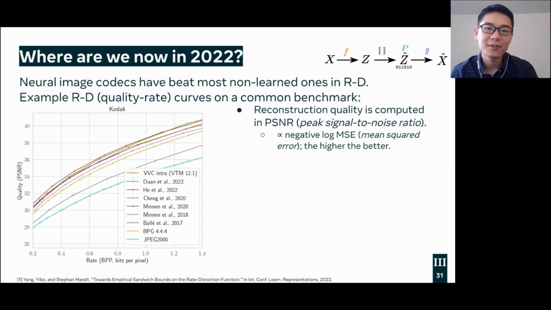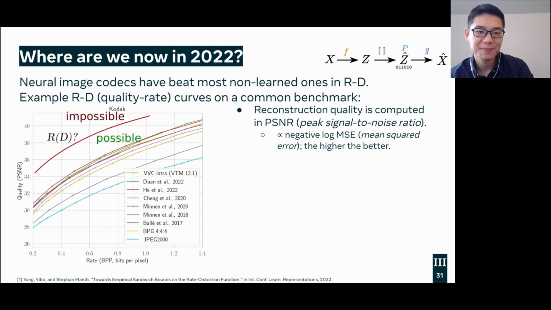Now, this plot is by no means exhaustive. I included two of the most recent state-of-the-art methods that I could find, as well as a few earlier methods that are now considered landmarks in this field. And as you might notice from these curves, over the years, it's becoming increasingly competitive to try and beat the state of the art. So you might wonder, is there a limit to how much further we can go?